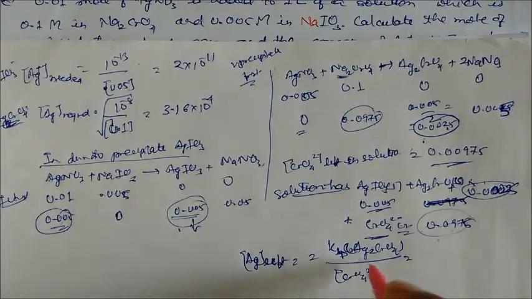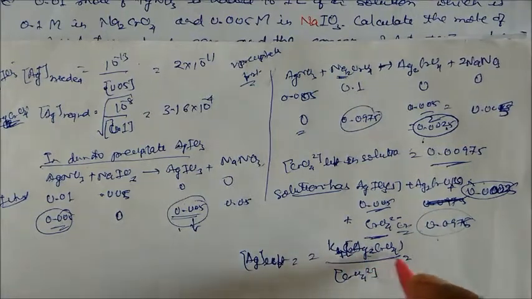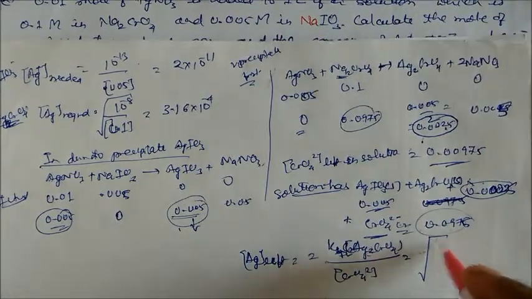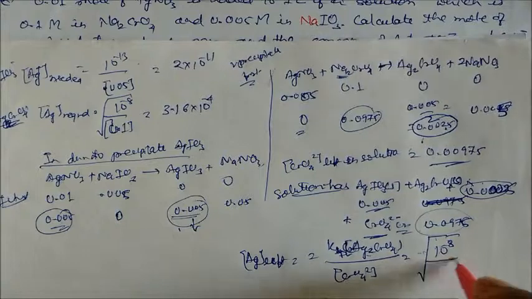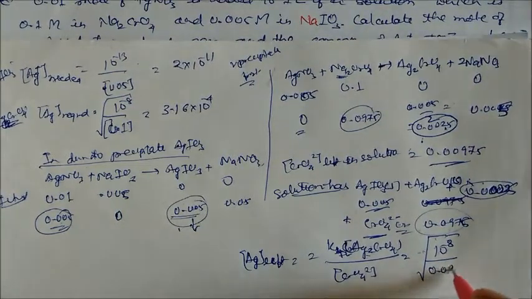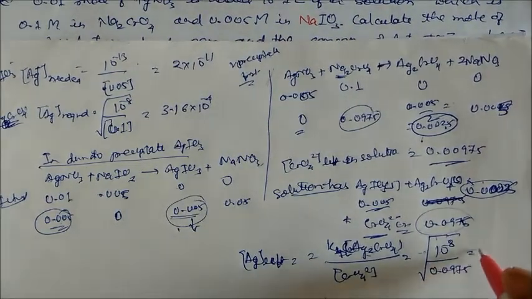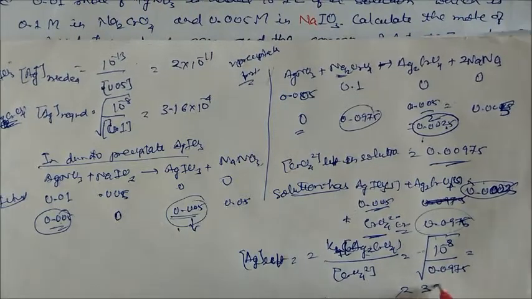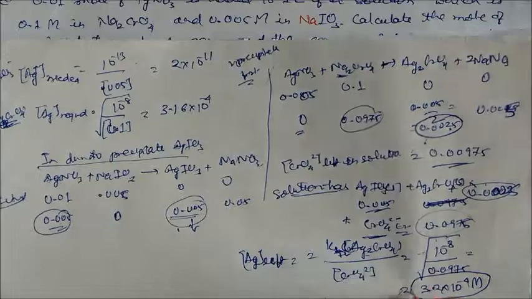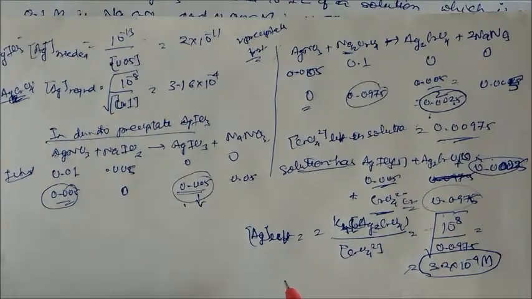So this is Ag2CrO4. We can take a square root of the Ksp value, which is 10 to the power minus something, and divide by 0.975. So we'll get the value 3.2 into 10 power minus 4 molarity. So this is the silver left in the solution.